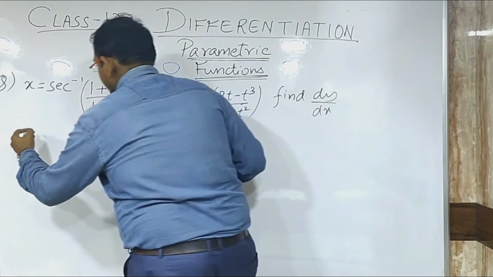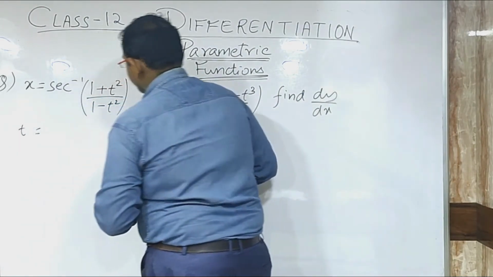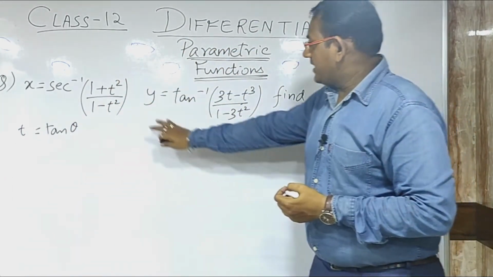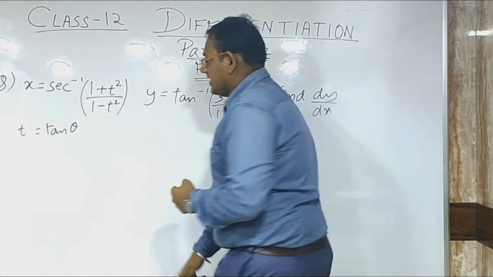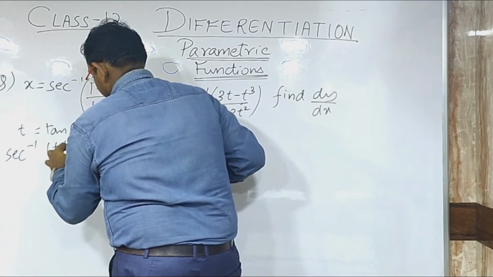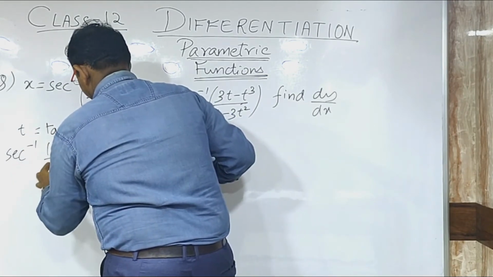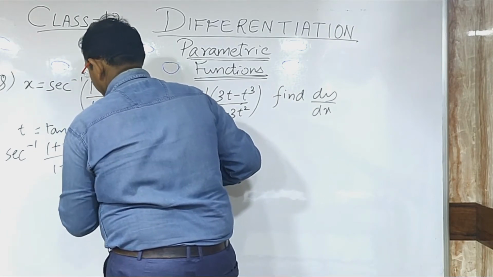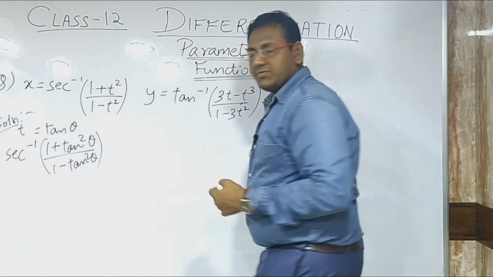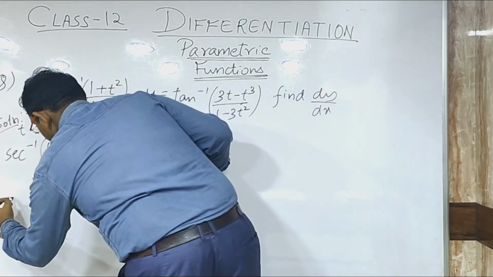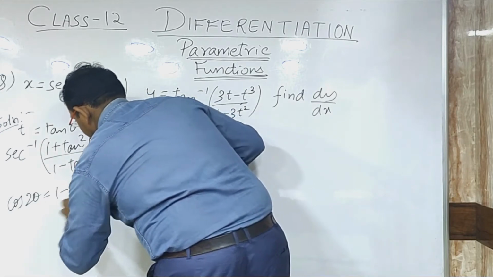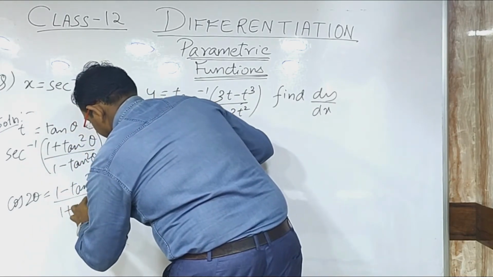In this particular case, in the first part, we are going to put the value of t as tan theta. If we put t as tan theta, this becomes sec inverse of (1 plus tan square theta) by (1 minus tan square theta). Now we already know the formula of cos 2 theta. Cos 2 theta is (1 minus tan square theta) by (1 plus tan square theta).